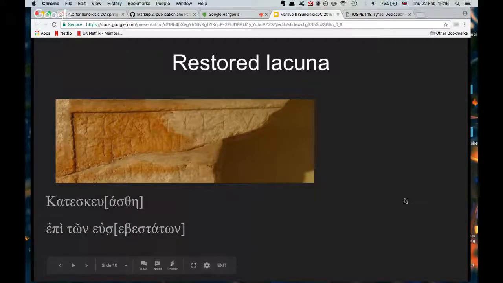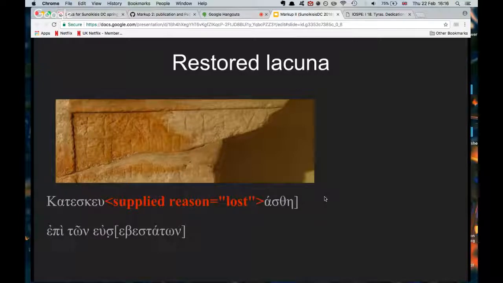And as Gabby just showed you, in Leiden, this type of restoration is marked by square brackets. So when we tag our inscription in EpiDoc, we just substitute the square brackets with the equivalent XML tag. And for a restoration, that's the supplied with the attribute reason and the value lost.